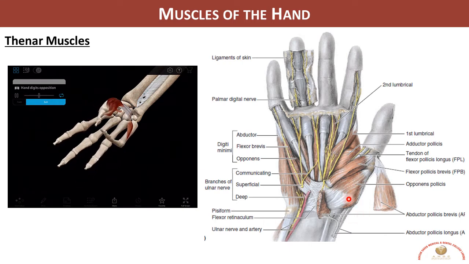Here you can see that this is the opponens pollicis. We got this muscle once we cut the abductor pollicis brevis muscle. This is the abductor pollicis. We remove that muscle, and just below that there is the opponens pollicis. This one is the flexor pollicis brevis. These are the three muscles, 1, 2 and 3, mainly present in the thenar compartment. Again, we have to study their origin, insertion, nerve supply, and action.